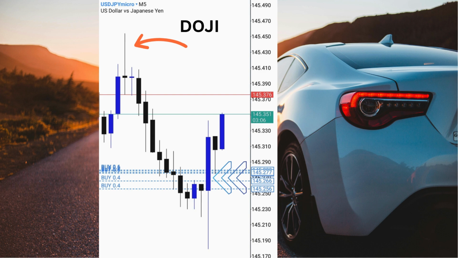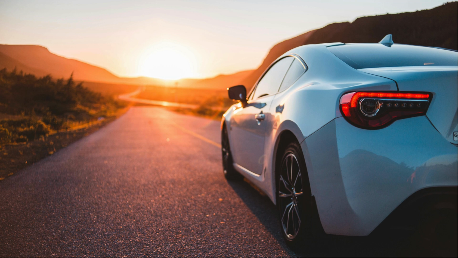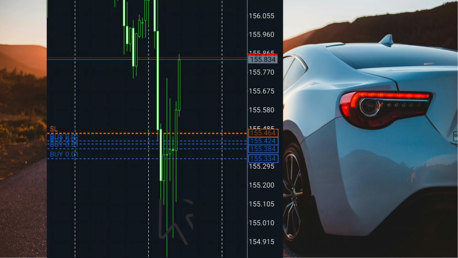The core formations. Let's break down some of the most powerful candlestick formations, not just to recognize them, but to understand what they represent. 1. The pin bar, a rejection candle, with a long wick and a small body. This candle tells a clear story. Price went somewhere, but it wasn't allowed to stay there. Buyers or sellers rejected that level. It's not just a reversal sign, it's a signal of rejection and power shift.